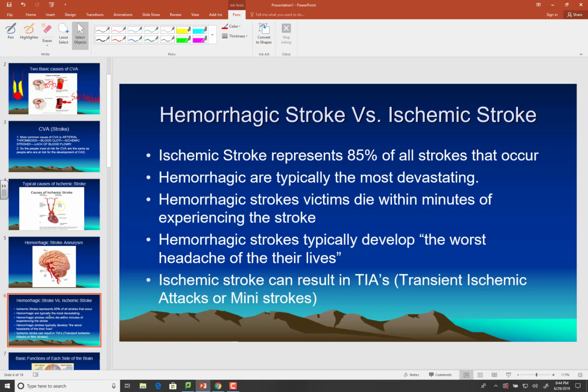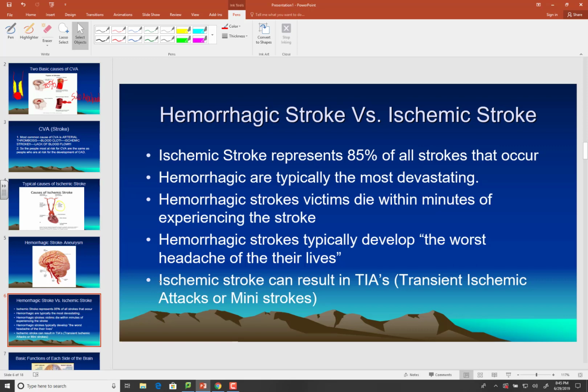Sometimes though, when it does rupture, they'll experience what they refer to as the worst headache of their lives. And if someone says that, if you're a nurse in an emergency room and said, I've got the worst headache of my life, and you're doing triage, you need to get them in fast because they could be having a hemorrhagic stroke. And again, time is brain tissue. The quicker you can treat these people, the less deficits they're going to have. And in some cases, if it's treated quickly and correctly, they don't have any deficits at all. You can actually prevent that by treating it very quickly. And then the hemorrhagic stroke, again, worst headache of their life.